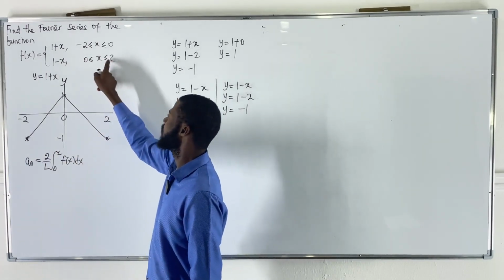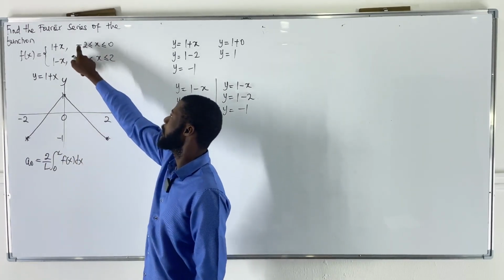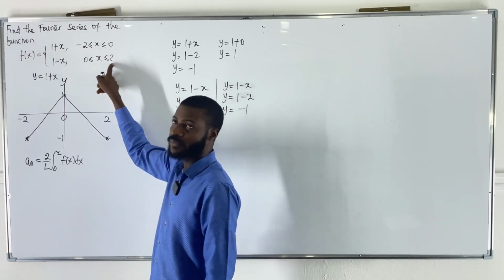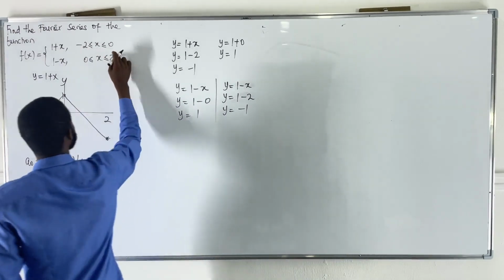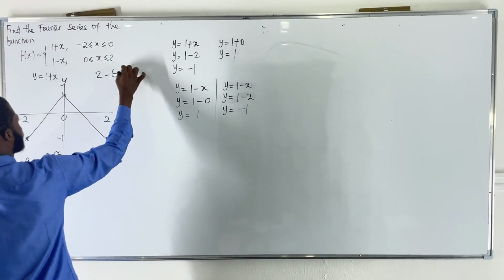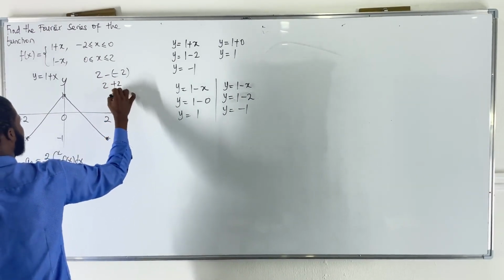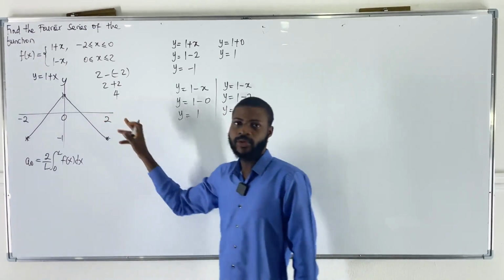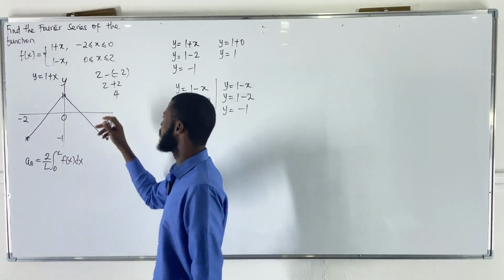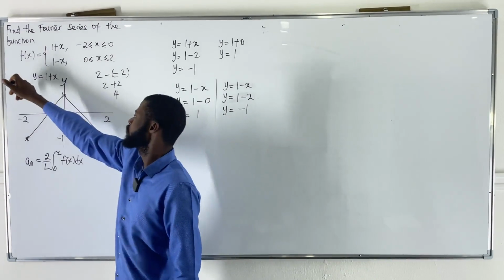Now the period from here to here is 4, because minus 2 plus 4 will give us 2. Or you could say 2 minus minus 2. So that's 2 plus 2, so that's 4. So the period is 4. So L is always half of this period of 4. So L is equal to 2.